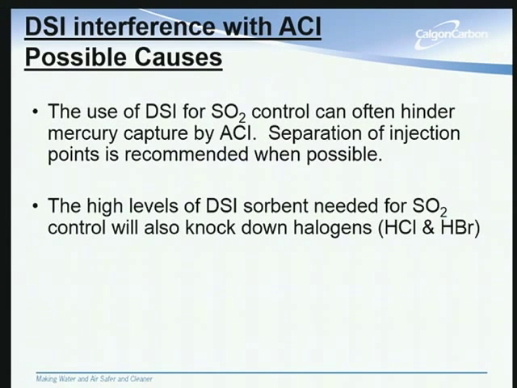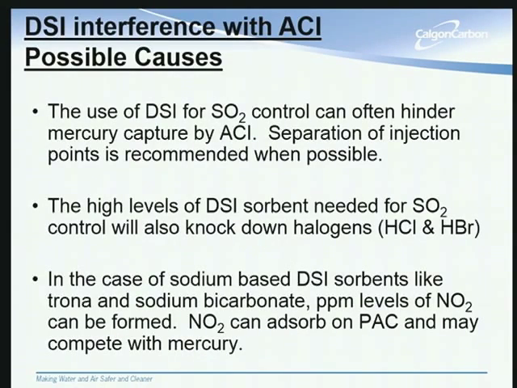Right? And then another possibility, it's known that with sodium-based sorbents like trona and sodium bicarbonate, sometimes you get this byproduct evolution of a few parts per million of NO2. And some people think that NO2 competes with mercury for sites on the carbon. And this is a possibility. It is known that PAC will adsorb NO2, not particularly well, but it will.